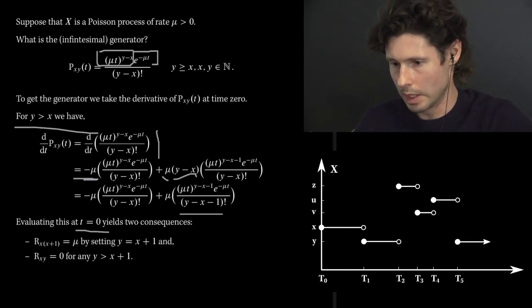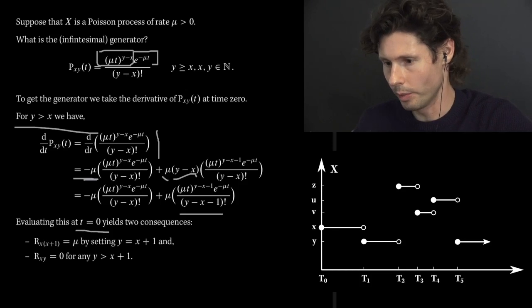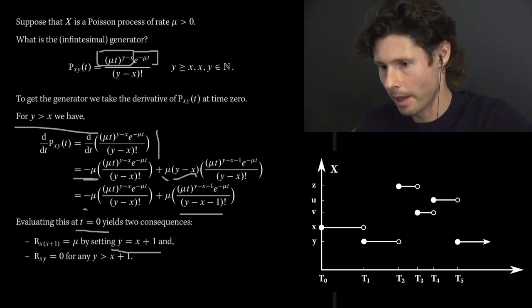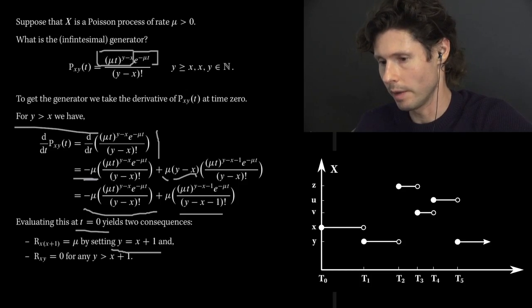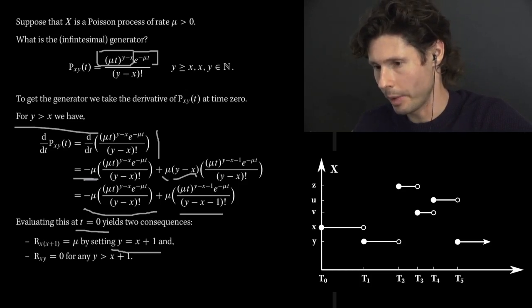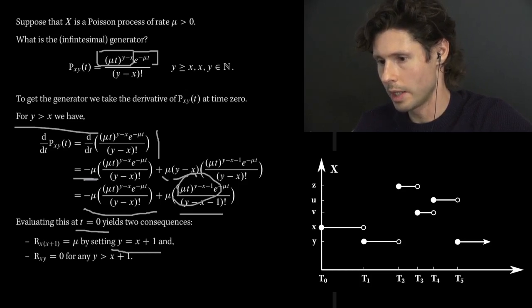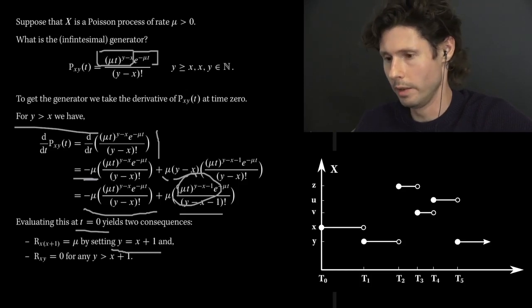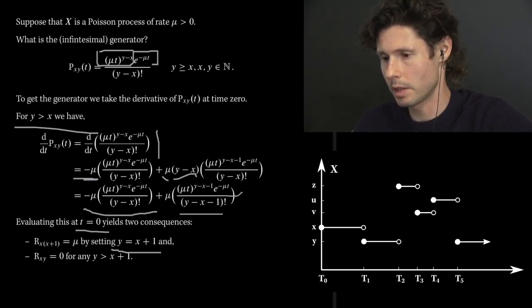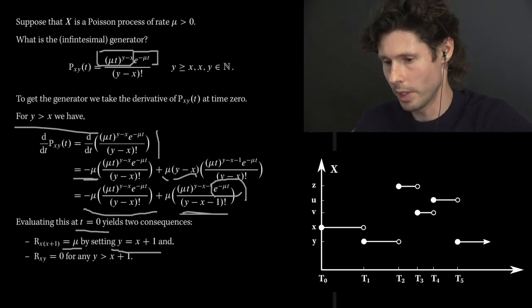So now, time to plug in t equals 0. And again, you have to be a little bit careful. Setting y equal to x plus 1, you'll notice the following thing happens. This term right here will be linear in t, so setting t equals 0 gives you a 0. In this case, that doesn't quite happen. The mu t raised to the y minus x minus 1 is actually 1, because y minus x minus 1 is 0. So the only dependence on t is really up in the exponent here. So that gives you a 1. And the denominator there is just 0 factorial, which is 1 again, leading to this value of the generator. So r from x to x plus 1 is equal to mu.